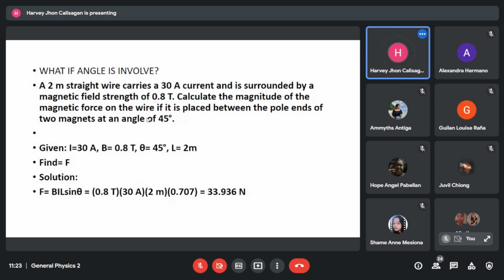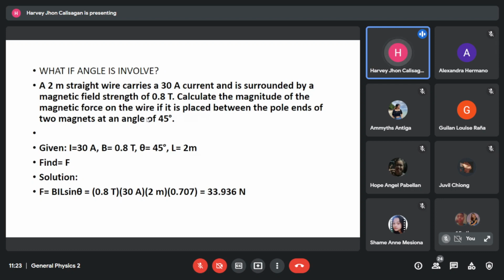Okay, now let's have the given. We have I, which is current, which is 30 ampere. We have the magnetic field, which is 0.8 Tesla. And then we have an angle of 45 degrees, which is where the force was placed. And also we have a length of the conductor, which is 2 meter. Now the question is, we need to find the F, or the magnetic force.